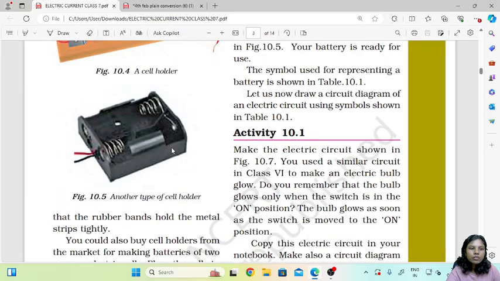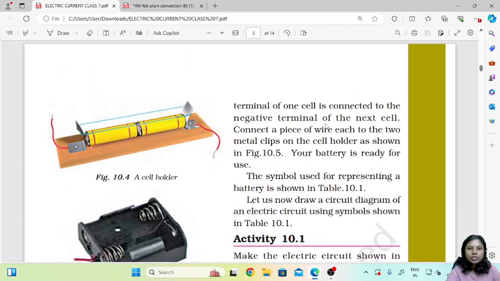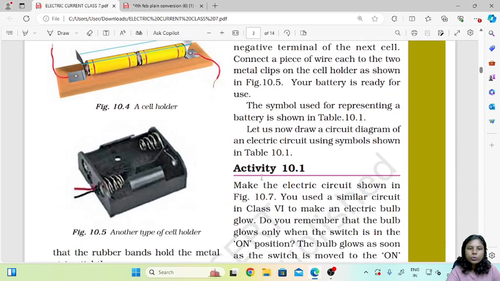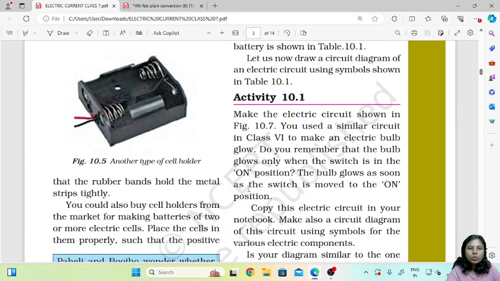See, these wires have to be connected. Your battery is ready to use. Now let's look at this activity. Make the electric circuit shown in figure 10.7.